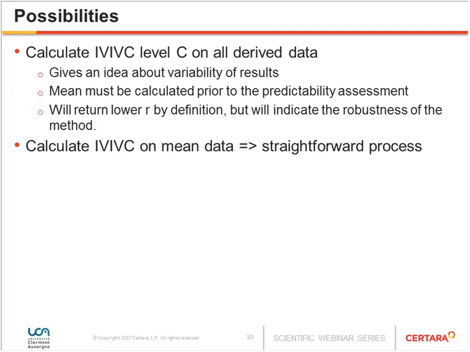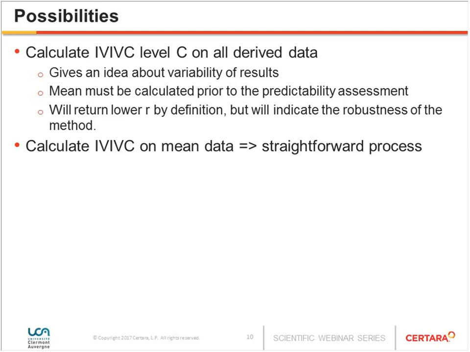So you can also calculate the IVIVC on all derived data. That means if you have 24 subjects, 3 formulations, you can use the 24 Cmax and AUC for formulation 1, the same thing for formulation 2 and formulation 3. That means you will have a lot of data. The interest to use all the raw data is that you will have a better idea about the variability of the results.